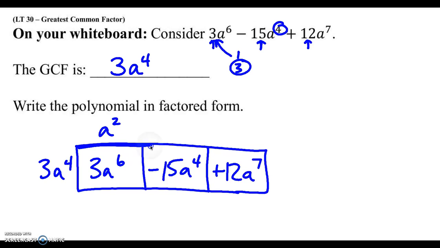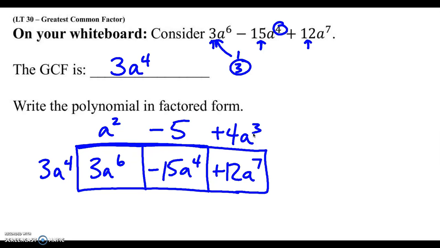What about the next box? What would you multiply by 3a to the 4th to get negative 15a to the 4th? It's negative 5, and I don't need anything involving a. I've already got the a to the 4th. In the last box, what would you multiply by 3a to the 4th to get 12a to the 7th? I think it would be positive 4a cubed.